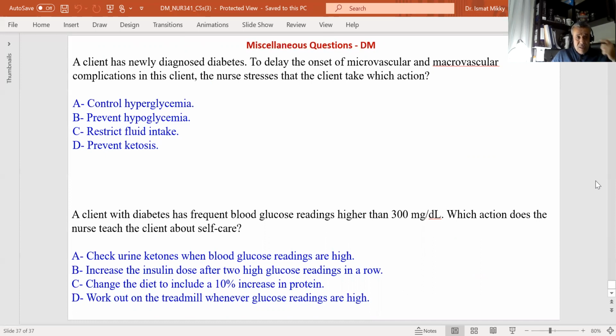And then the last question, the answer is also A, check urine ketones when blood glucose readings are high, to rule out DKA or HHNKS, which is long-term hyperglycemia. These are acute complications, not chronic complications. DKA and HHNKS are acute complications.